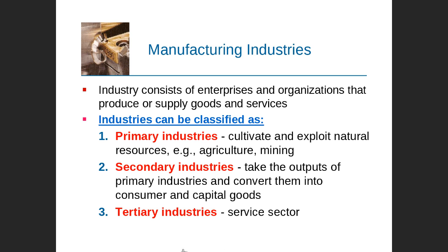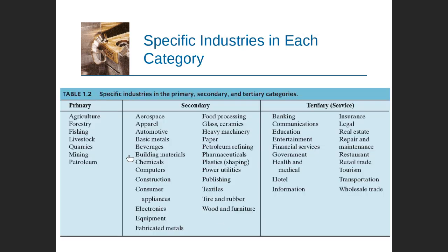Let's see an example of these kinds of industry. You can see that this is a primary industry, this is a secondary industry, this is a tertiary industry, right? So primary industry, as I told you, cultivates the natural resources like agriculture, forestry, fishing, quarries, mining, and petroleum.